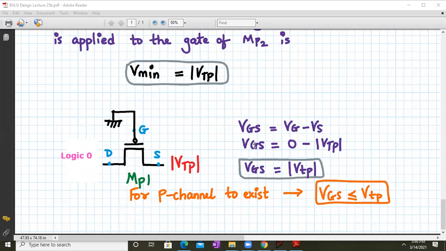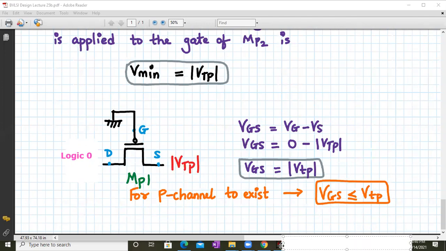That means VGS value has to be, VG is 0 volt. So VS, if it is 0 volt, then VGS becomes 0. Then the P channel is not formed, and when the P channel is not formed, your transistor is off. So we don't want that. We want the P channel to exist. So for that to happen, the source voltage has to be mod of VTP.